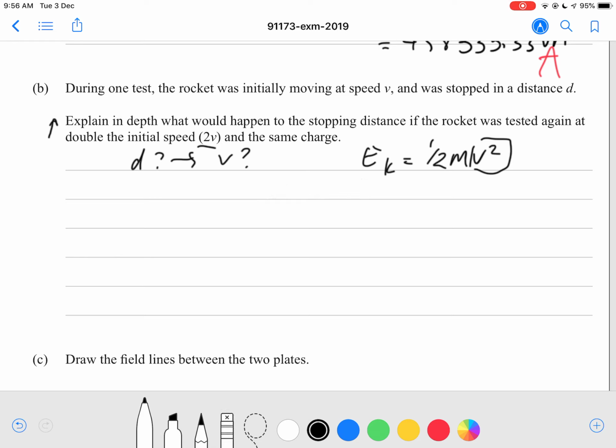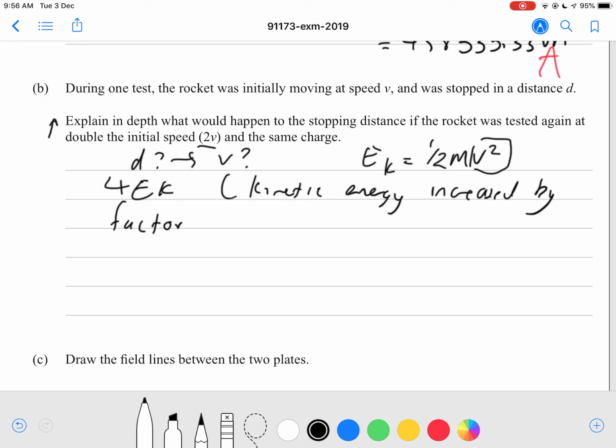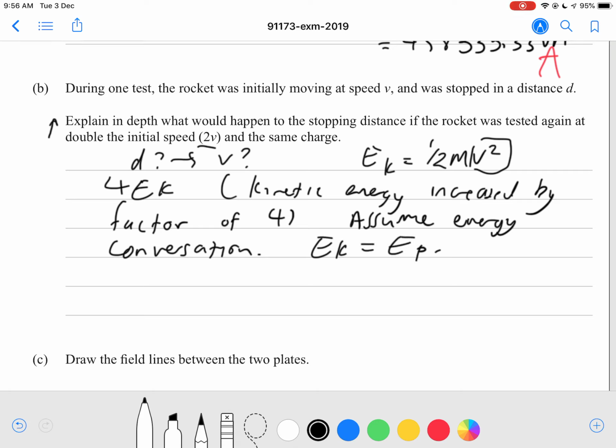So in this case, we know that the EK has increased by 4 times. So EK becomes 4 EK. Kinetic energy increased by a factor of 4. Alright, so now we're going to be using our energy conservation. So we say assume energy conservation. So EK equals to EP.